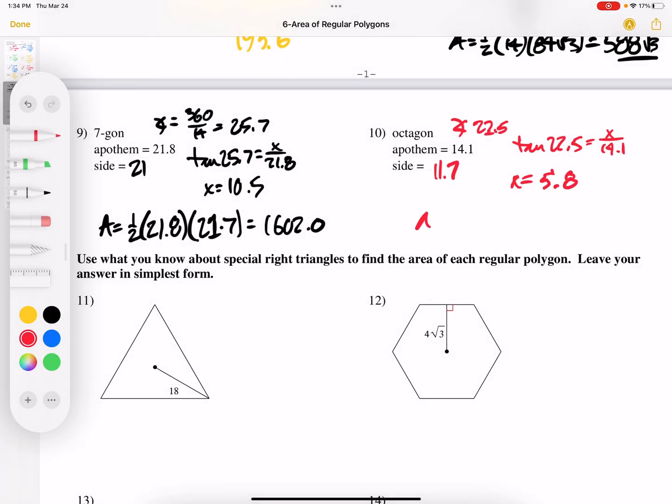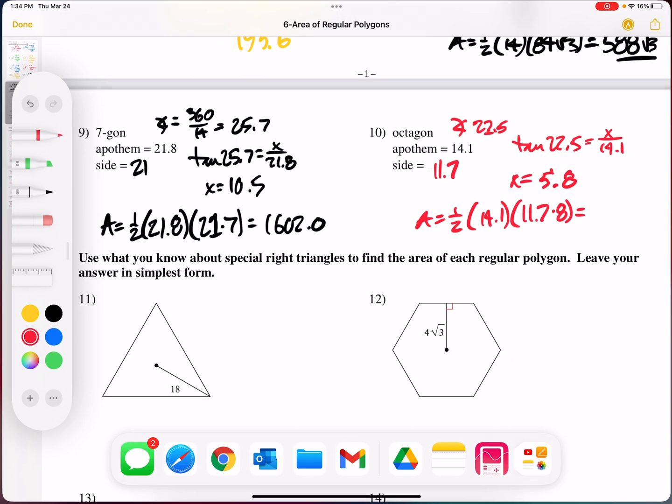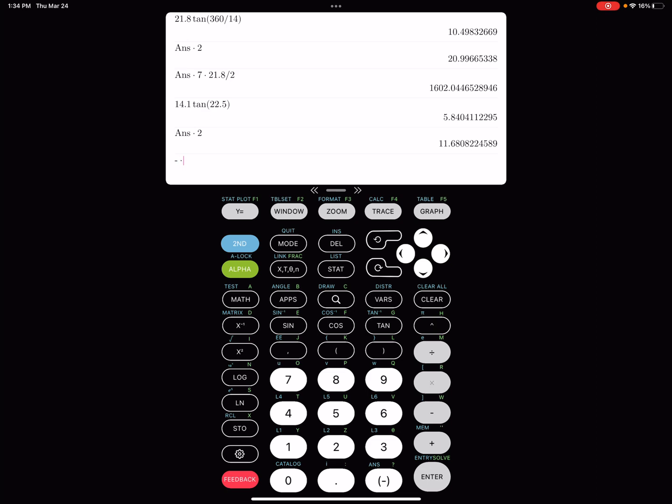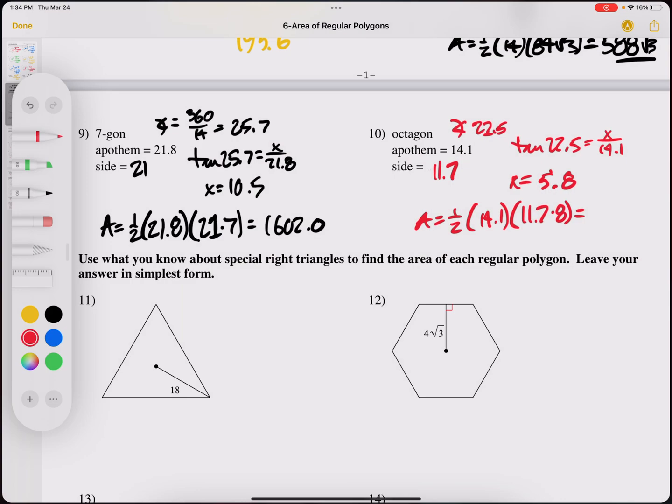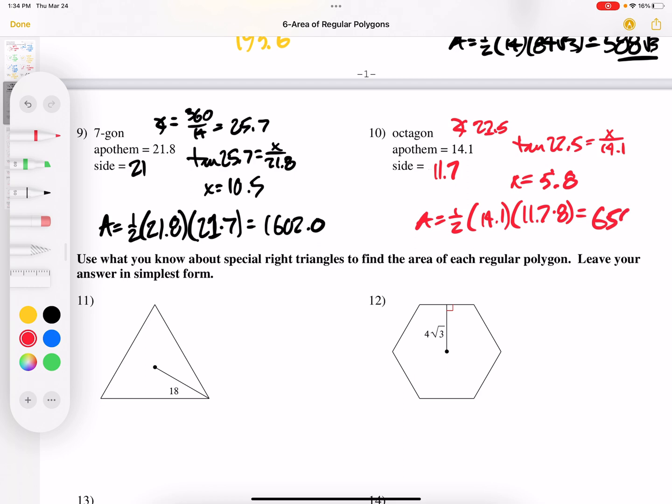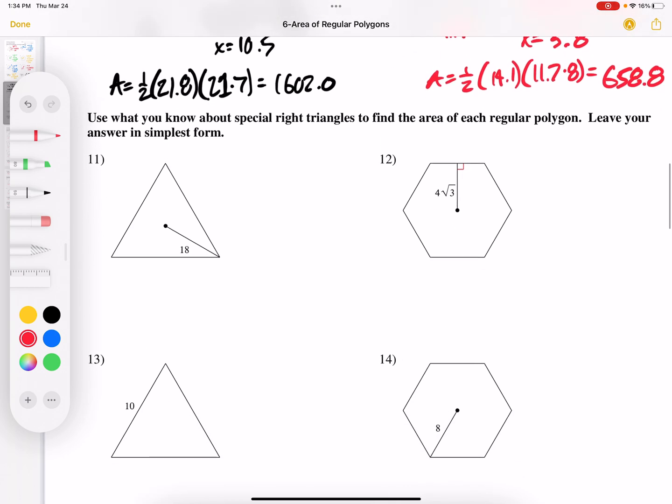So my area equals 1/2 times the apothem of 14.1 times 11.7 times 8. So let's see, we're going to take 11.7 times 8 times my apothem of 14.1, and then times 1/2 gives me 658.8. All right, now answers in simplest form.